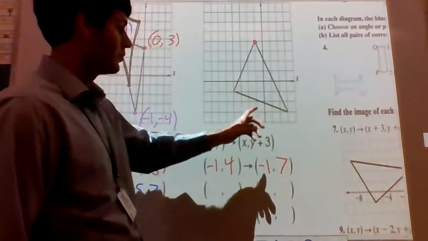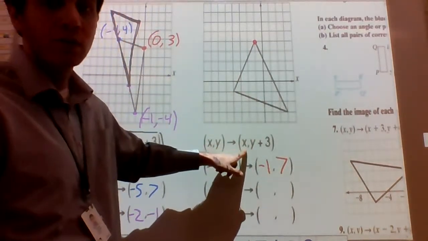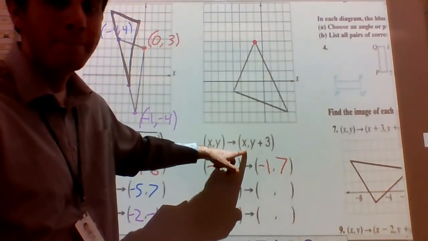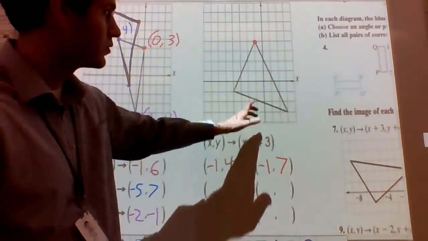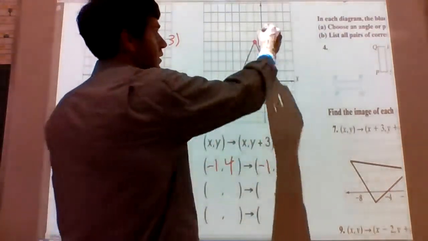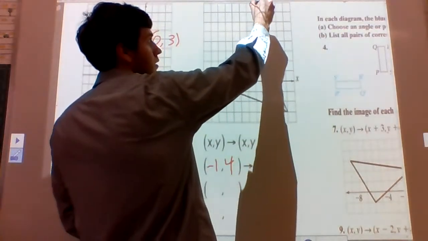Or we can think about it. We're not going to shift it horizontally at all because that's the same thing as x plus 0. So there's no horizontal shift at all. So it's just staying at negative 1. And then we want to go up 3. 1, 2, 3.